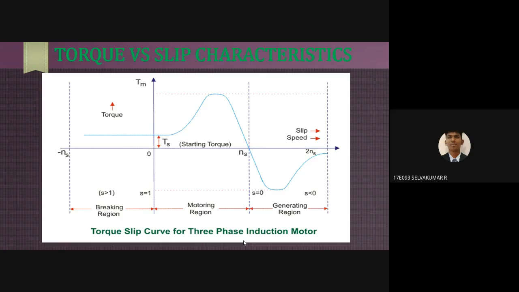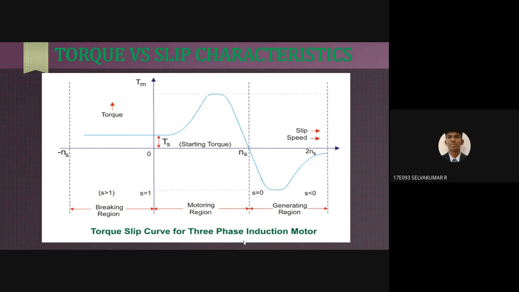Second mode is the generating mode. In this mode of operation, induction motor runs above the synchronous speed and it should be driven by a prime mover. The stator winding is connected to a three-phase supply in which it supplies electrical energy. Actually, in this case, the torque and slip both are negative, so the motor receives mechanical energy and delivers electrical energy. Induction motor is not much used as generator because it requires reactive power for its operation.